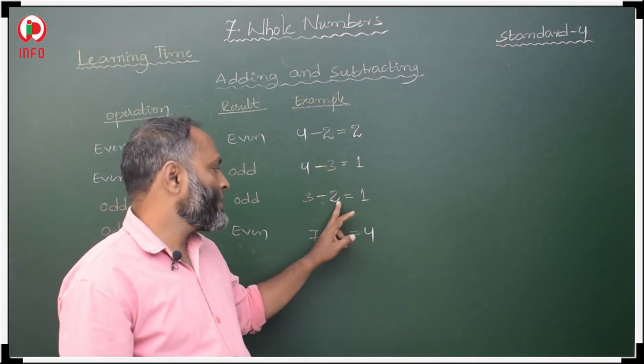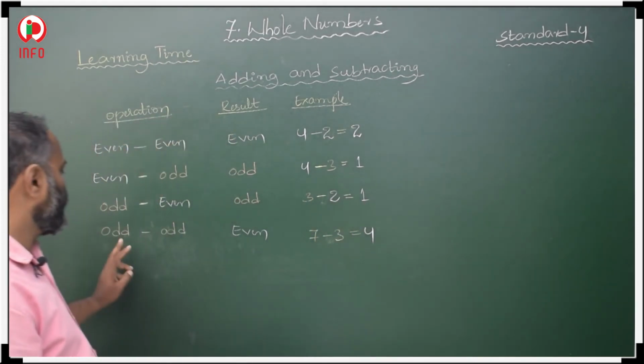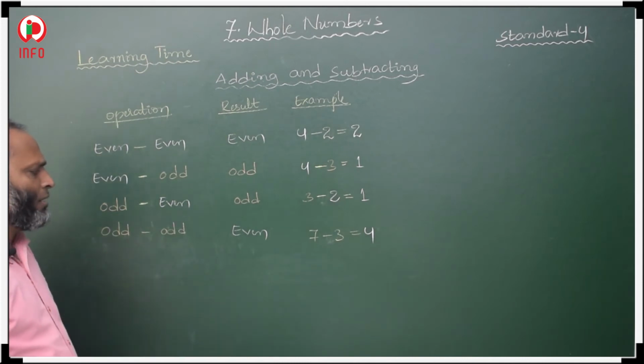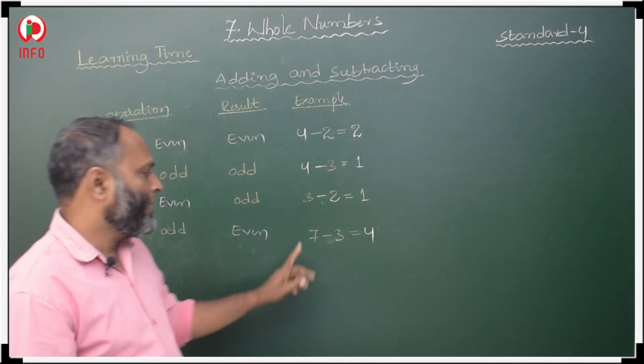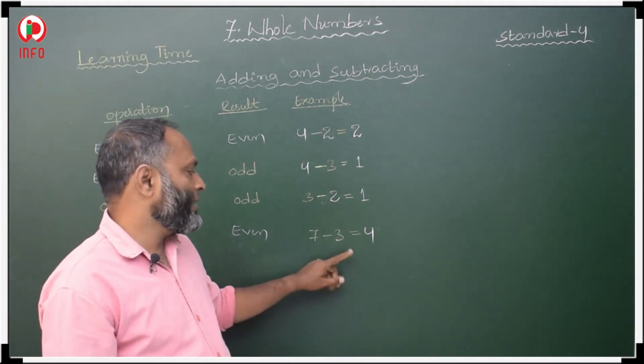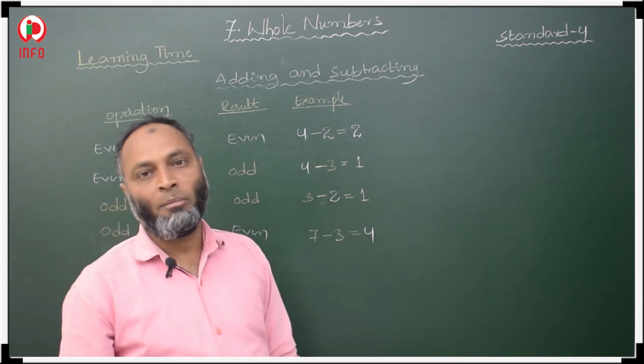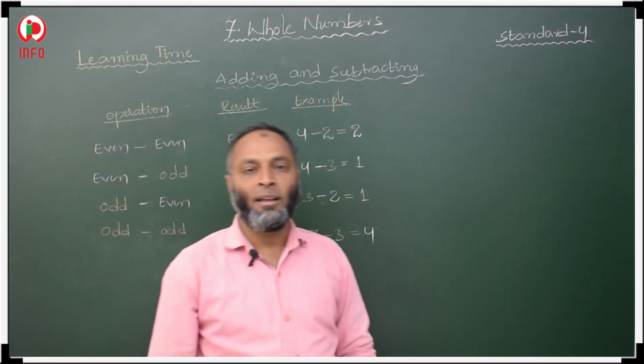Odd number minus even number is odd number. Then next, odd number minus odd number is even number. For example, 7 is an odd number and 3 is an odd number. 7 minus 3 is 4, which is even. So odd number minus odd number is even number.